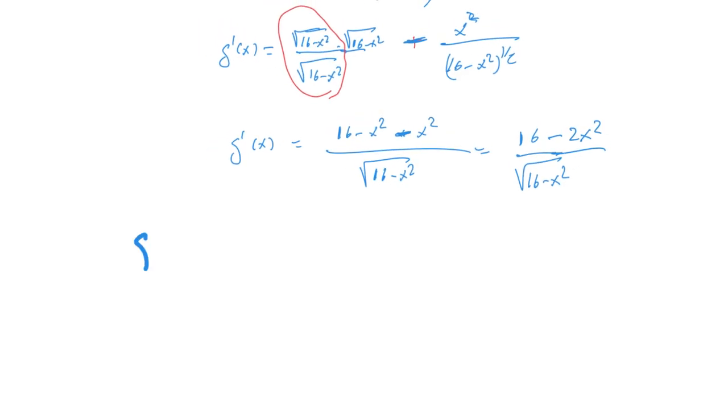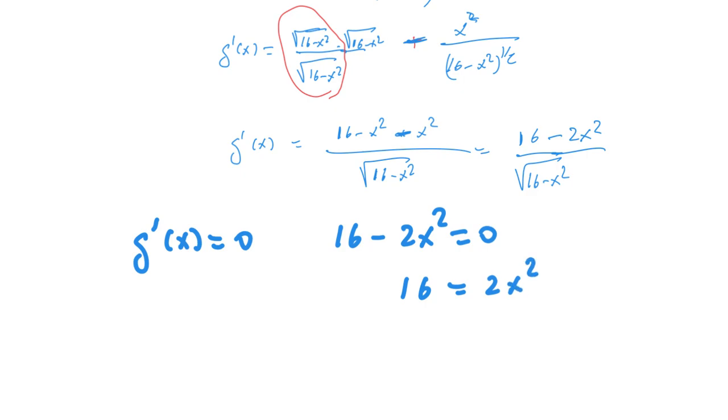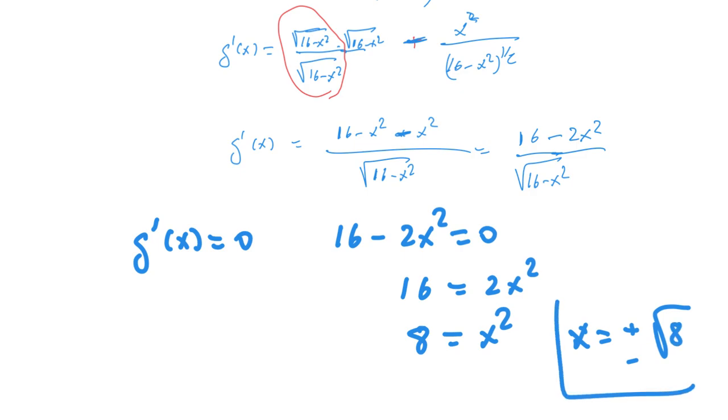So g prime of x is 0 when the numerator is 0, and the numerator is 0 when 60 minus 2x squared is 0. This means that 60 has to be 2x squared, or that 30 has to be x squared, or that x has to be plus or minus a square root of 30. So these are the two critical points. And now we think, are these the only two critical points?